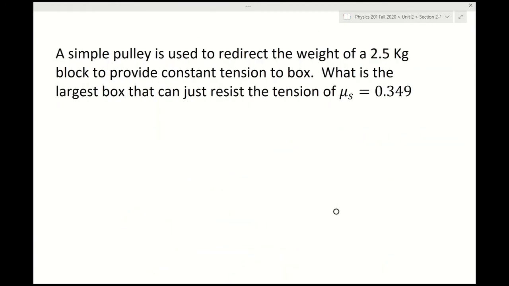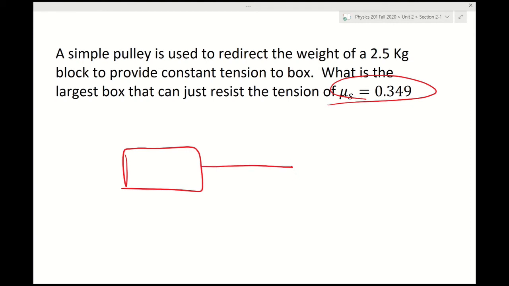A simple pulley is used to redirect the weight of a 2.5 kilogram block to provide constant tension to the box. What is the largest box that can just resist the tension, with mu equals 0.349? Well, what this looks like is essentially you have a box, you have a pulley, a simple pulley. They're connected to a surface, and you have say a rope going down, or it could be going up, whichever way. It's being used to redirect.